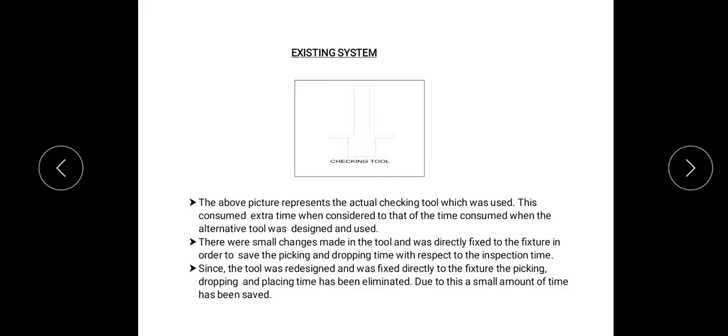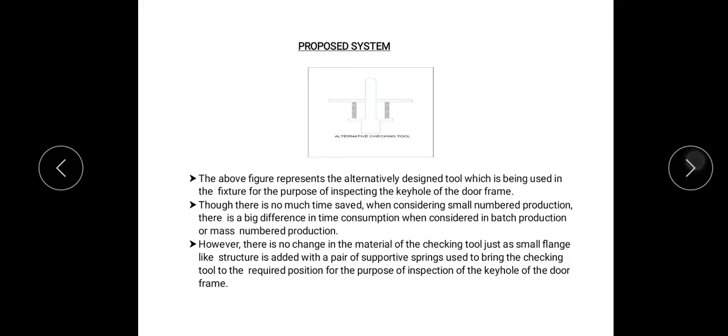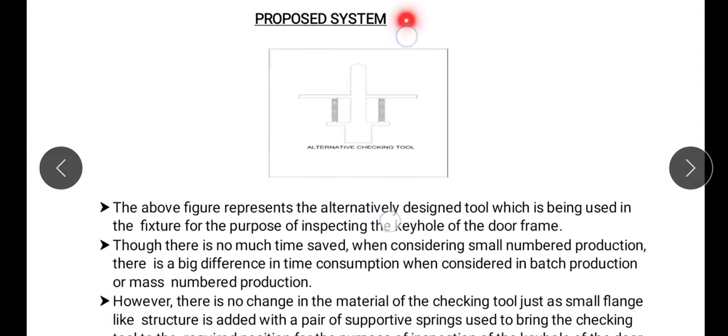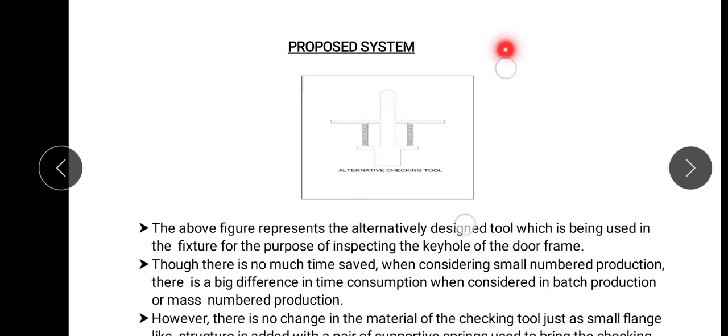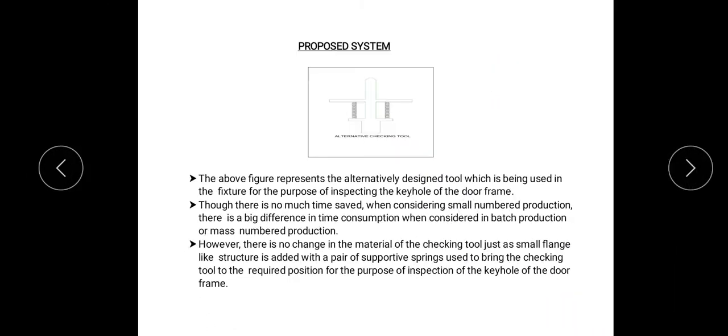Small changes were made in this tool and it was directly fixed with the fixture in order to save picking and dropping time with respect to the inspector's time. Since the tool was redesigned and fixed directly to the fixture, the picking, dropping and placing time has been eliminated. Due to this, a small amount of time has been saved. This is the proposed system or design made by us. You can see the design of the tool right here. The above fixture represents the tool design made by us.